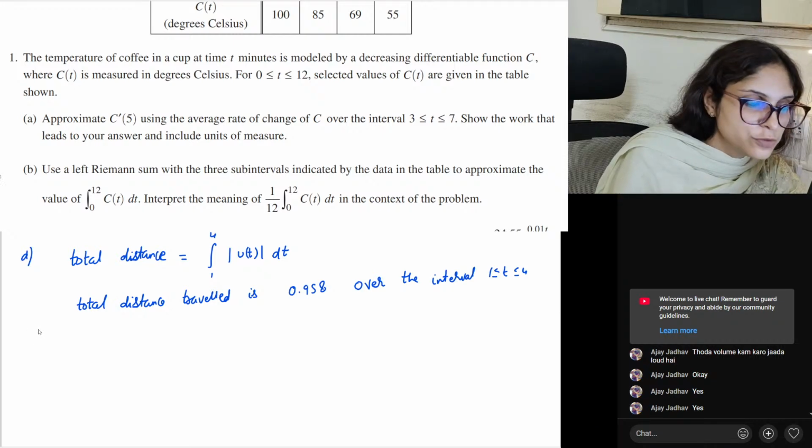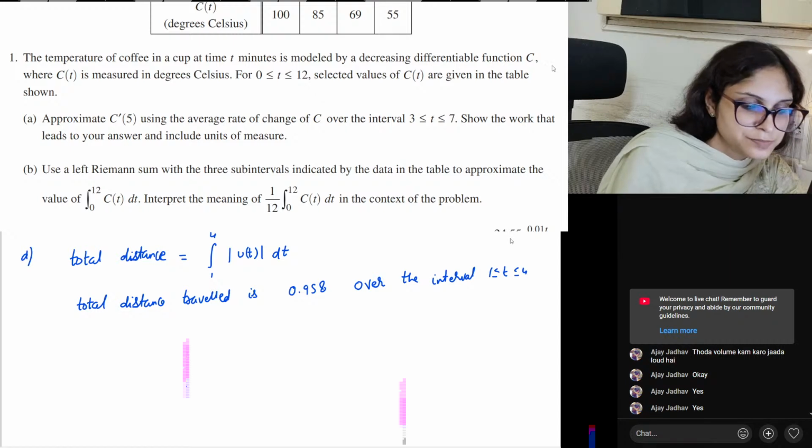Because at t is equal to 5, the value will be between 85 and 69. That comes from MVT, the mean value theorem.